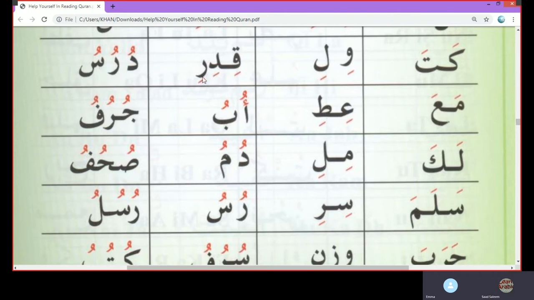Kidira. Ri. Kidiri. Good. Durash. So. Durash. Durus.